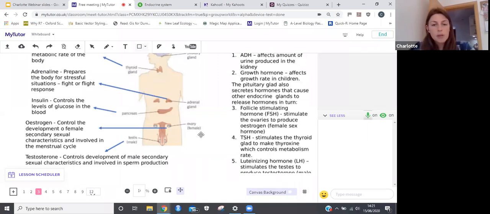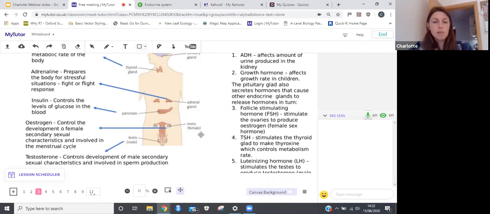Then we move to the ovaries in women. The ovaries secrete estrogen, which controls the development of female secondary sex characteristics, which is a rather long way of saying female development and puberty. Estrogen is also involved in the menstrual cycle. We are going to go into how that works as well in a couple of sessions' time.